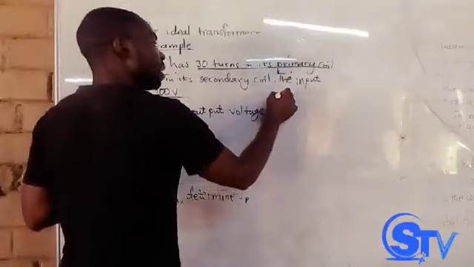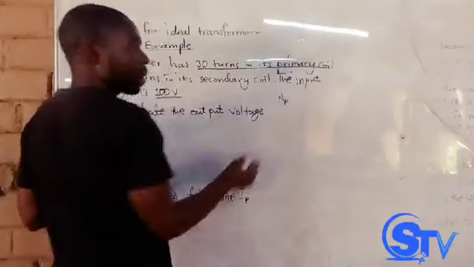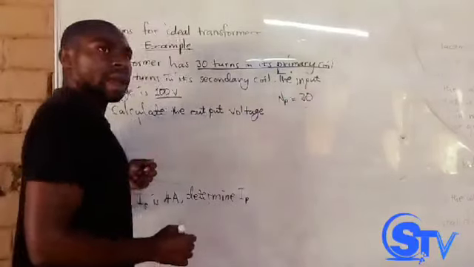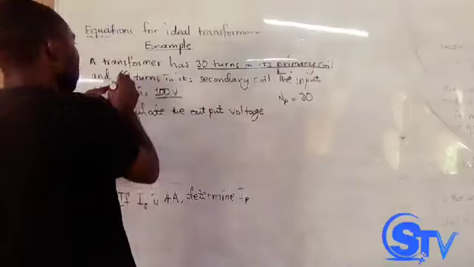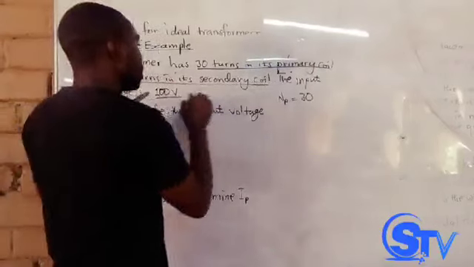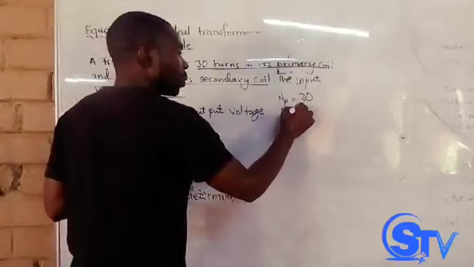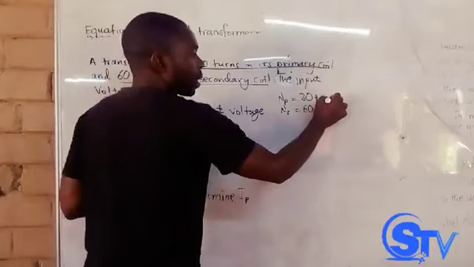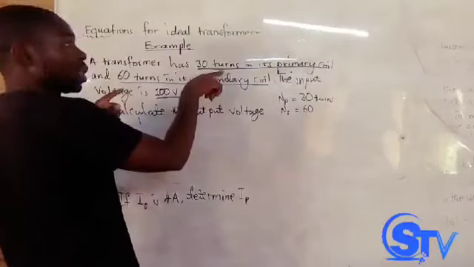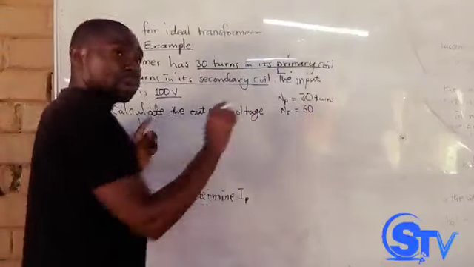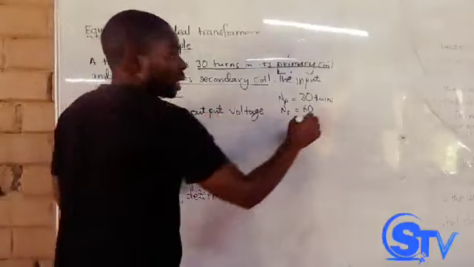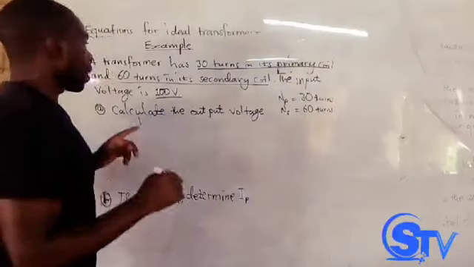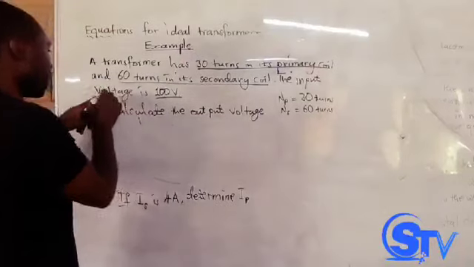So the number of turns in the primary coil is equal to 30, right? Now, in the secondary coil, the number of turns is equal to 60 turns. These are turns. Remember, they have used the term turns. Even here, when numbering, we use the term turns. We don't need to use other terms here. So it's turns. Now, away from this one, we have been given the voltage.